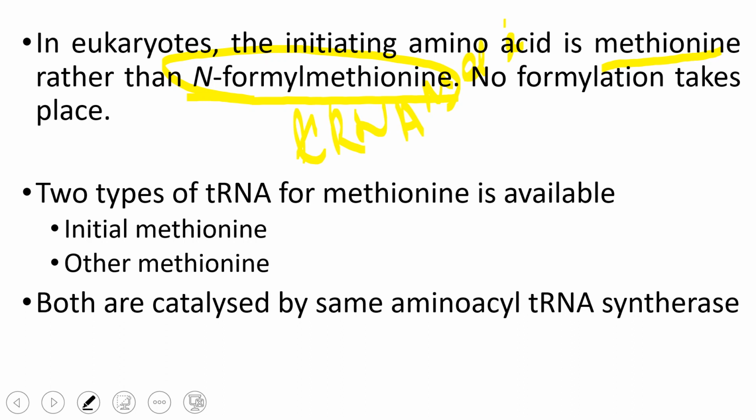So the first thing we need to remember is that no formylation occurs in eukaryotic cells. Second, we are using normal methionine, but for the two methionines we have two different types of tRNA. The loading on both tRNAs, either tRNA methionine I or tRNA methionine, will be done by the same aminoacyl tRNA synthetase. So the same enzyme catalyzes the activation of tRNA in both cases. Those are the two differences between eukaryotes and prokaryotes here.